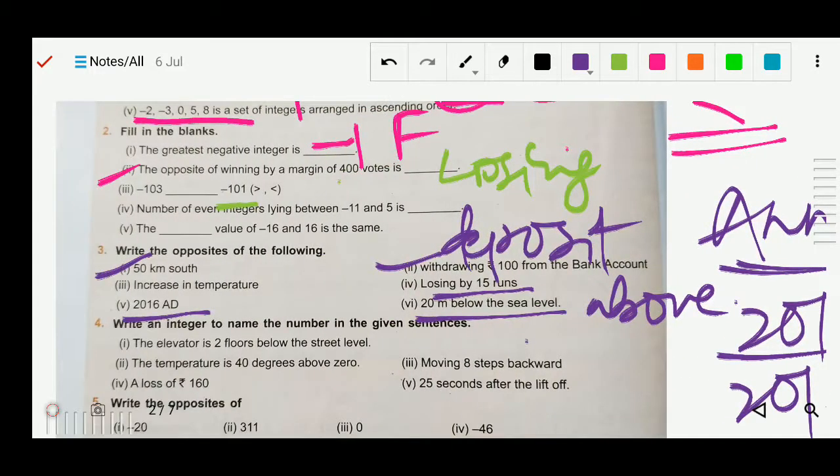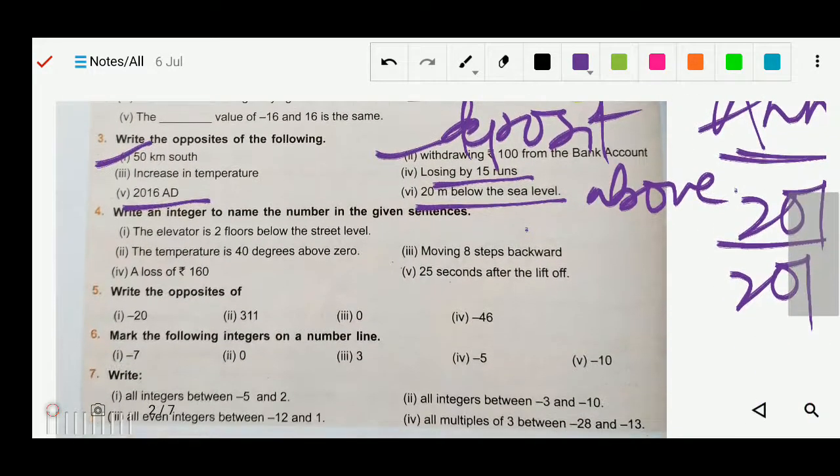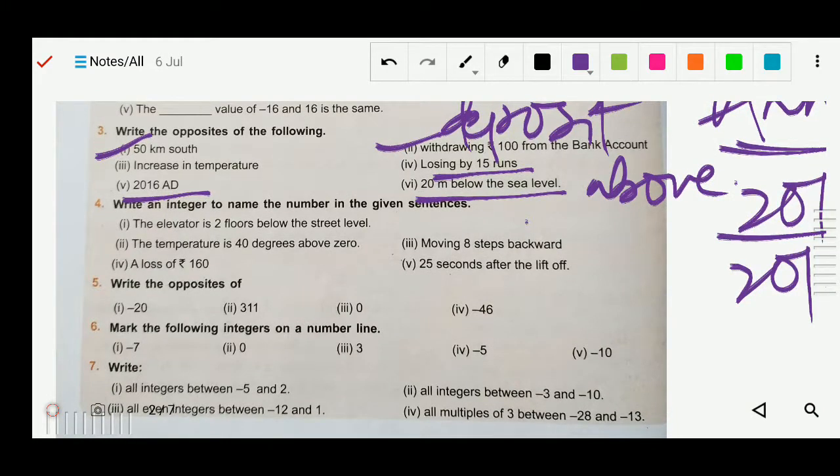Now next, question number 4. Write an integer to name the number in the given sentence. Elevator is 2 floors above the street level. So what does it mean? The elevator is 2 floors above the street level, so it is in the minus form. Because it is decreasing, you can write minus 2.